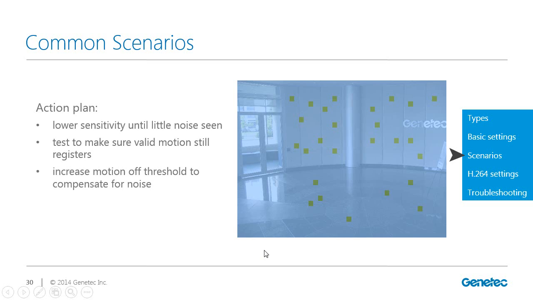We may see that due to the noise, it only drops down to maybe like 10 to 15 blocks. So in that case, we'd want to increase our motion off threshold so it stays on until it drops below something like 25 to 30 blocks.